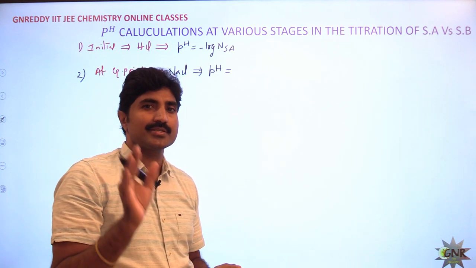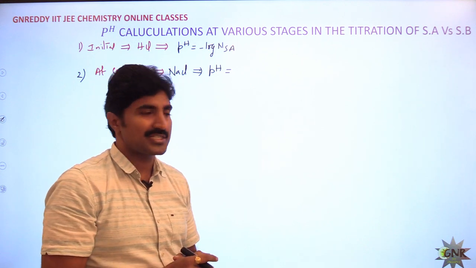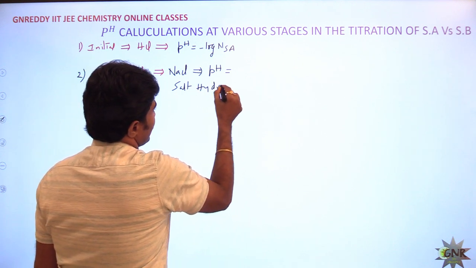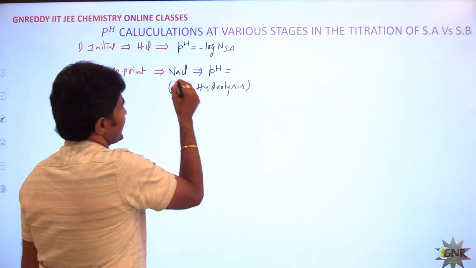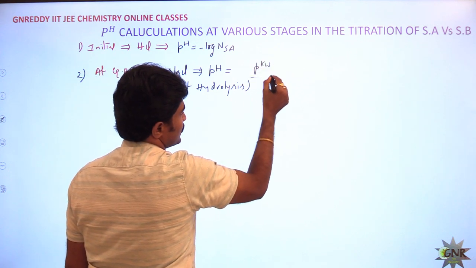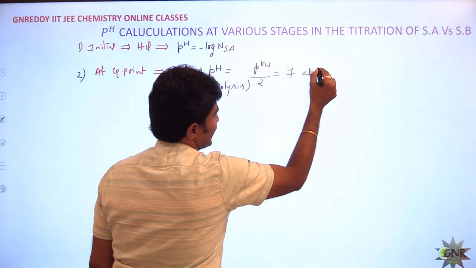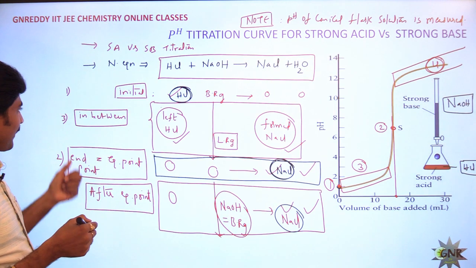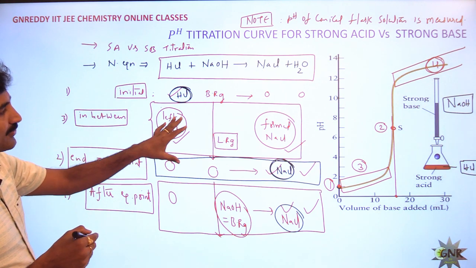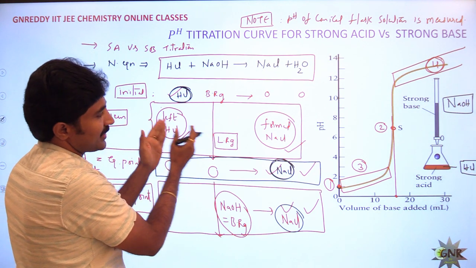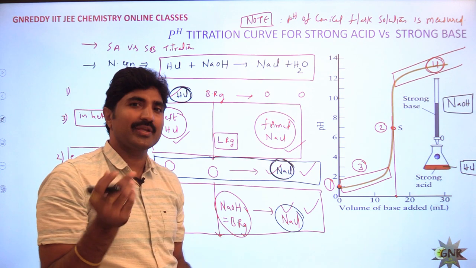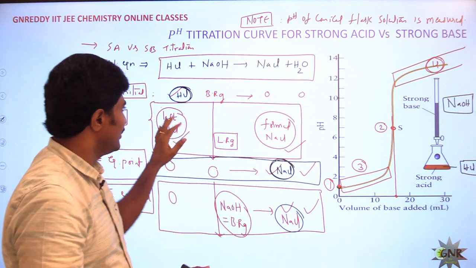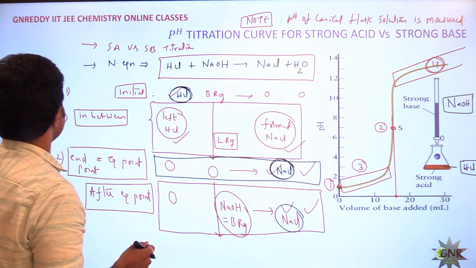Already I mentioned this point: at equivalence points salts will be formed. Now apply salt hydrolysis pH. So what is the pH of NaCl? This is pKw by 2, that is 7 at 25 degrees centigrade. This is the second point. And if you look at the third one, in between the initial and equivalence point, left HCl and formed NaCl are there. NaCl pH is 7 at 25 degrees, it's just like water, so leave about this one. Therefore from the left HCl only we have to calculate this.